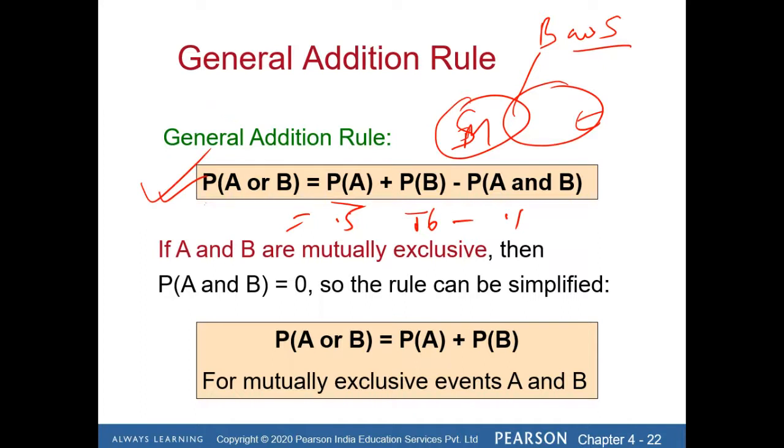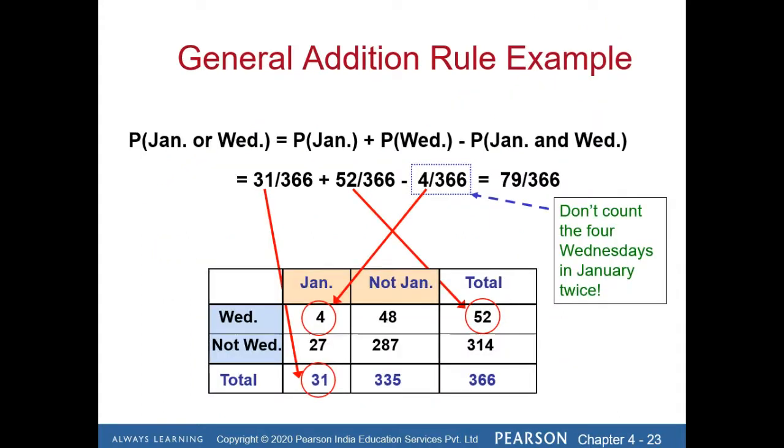Similarly, if the events are mutually exclusive, like January and February days, which have nothing in common, so it is a mutually exclusive event. For that, there is a different formula where P(A or B) is equal to P(A) plus P(B). This formula is used. Some illustrations are given in this PowerPoint. You can refer to it and you will understand how we have to calculate.